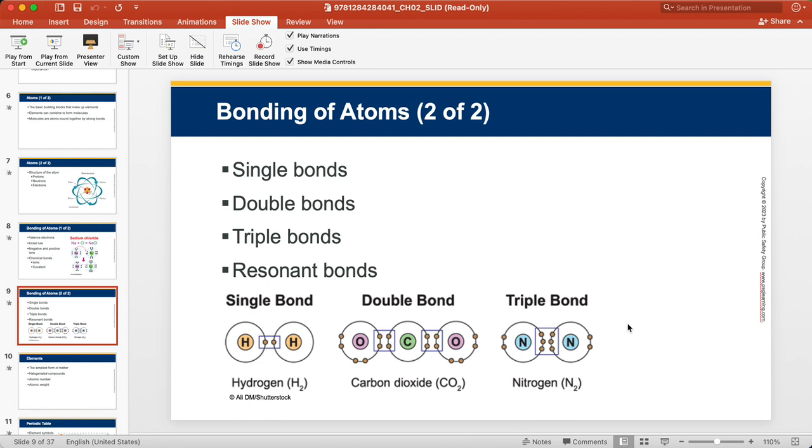Okay, atoms creating molecules. This is nitrogen. Nitrogen makes up 78% of the air that we breathe in. So right now you're breathing in 21% oxygen, 78% nitrogen gas, and that totals to 99.